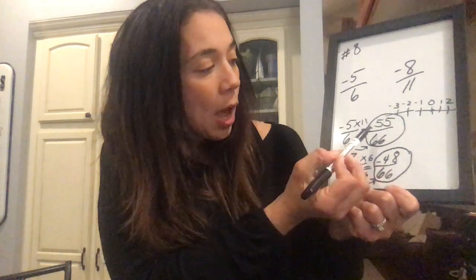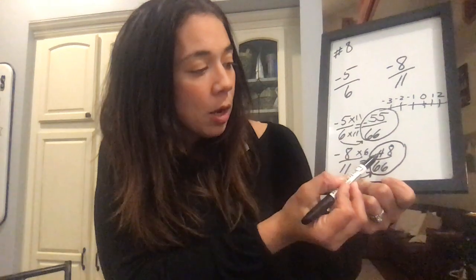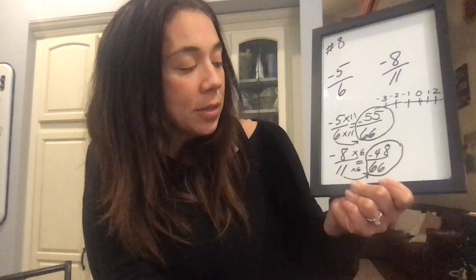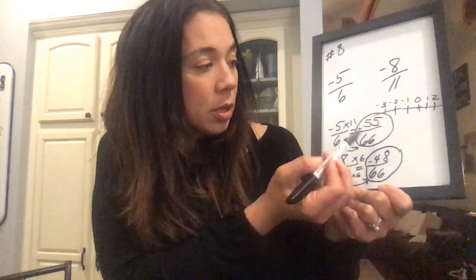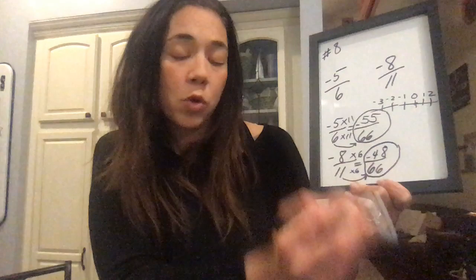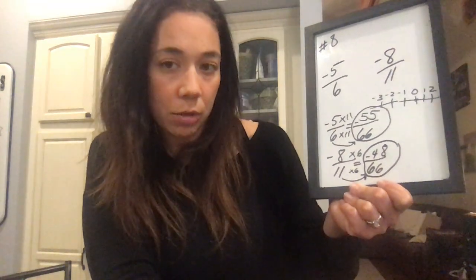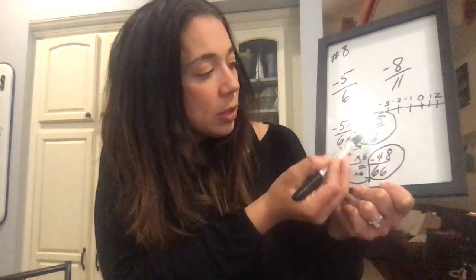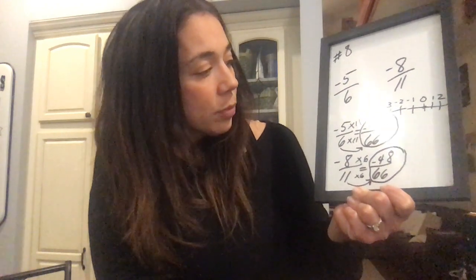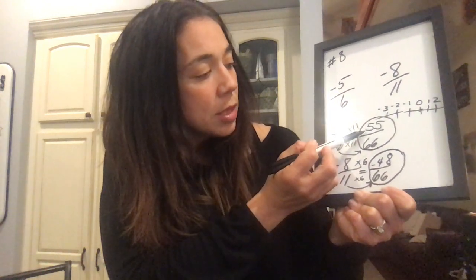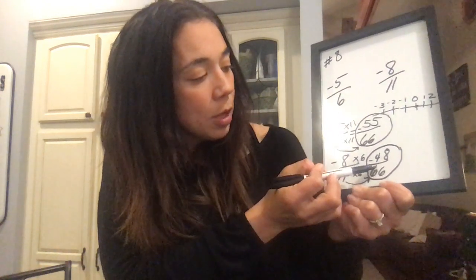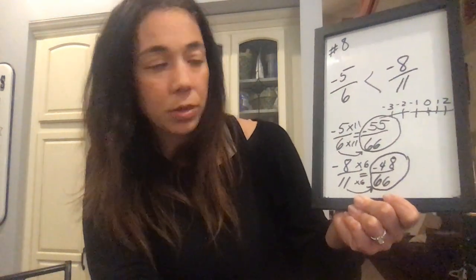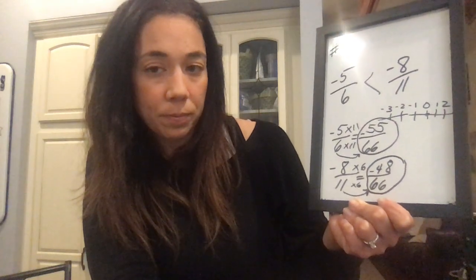So in this case, we have a negative 55 compared to a negative 48, which means that our smaller number is the 55 because it's the furthest away from 0. So we know that 5/6 is equivalent to 55/66. So in this case, this number is smaller than this. So that means negative 5/6 is smaller than negative 8/11.